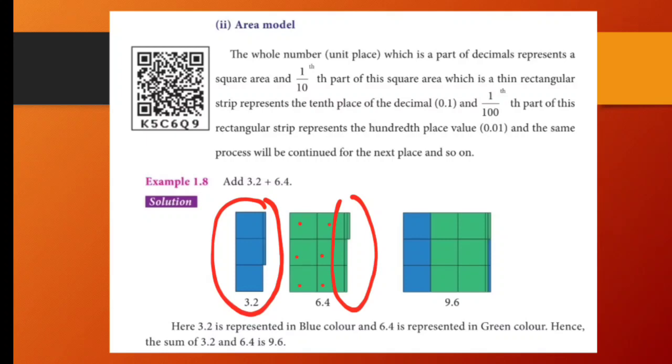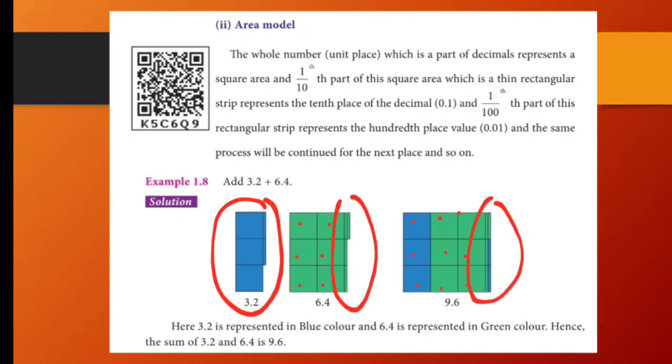For that, what we have to do? We have to draw the square boxes first. So 1, 2, 3, 4, 5, 6, 7, 8, 9. So totally we have 9 whole number parts. Okay. So 3 blue color and 6 green color. Next 2 blue strips and 4 green strips. Here they have drawn that.